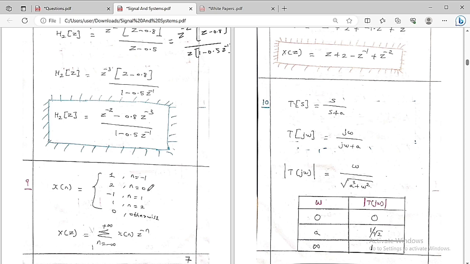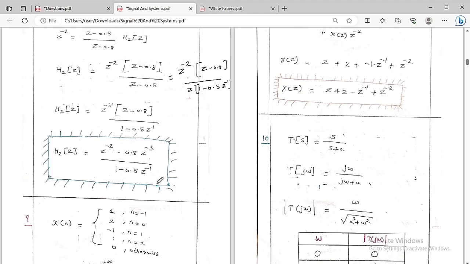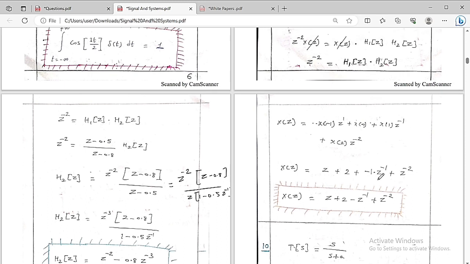So I have substituted here x(-1) z to the power of 1 plus x(0) z to the power of 0 plus x(1) z to the power of minus 1 plus x(2) z to the power of minus 2. You know all these values, right? I substitute all these values. Then what are you going to get?